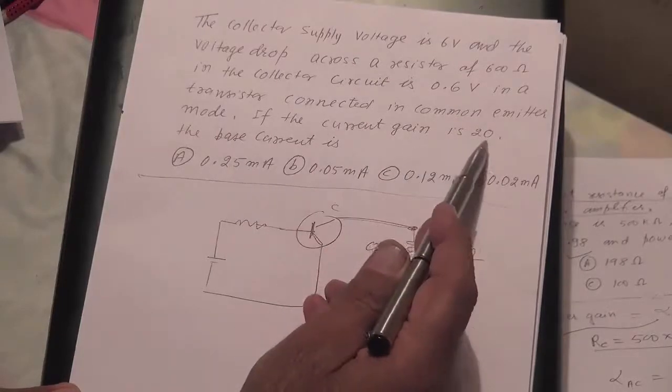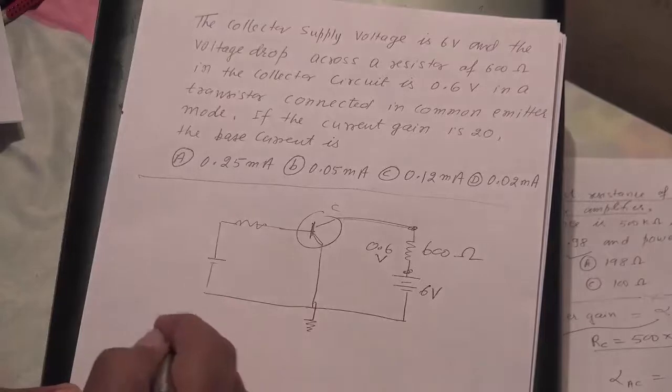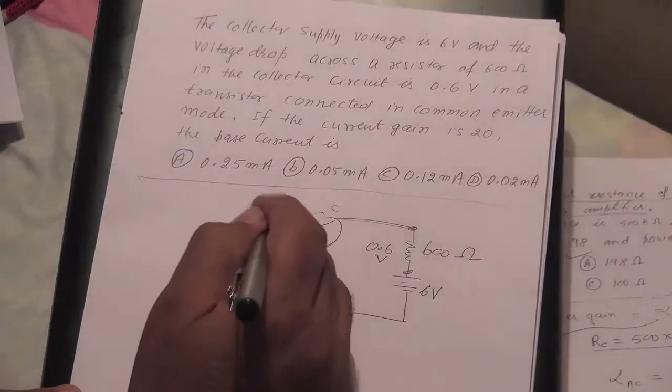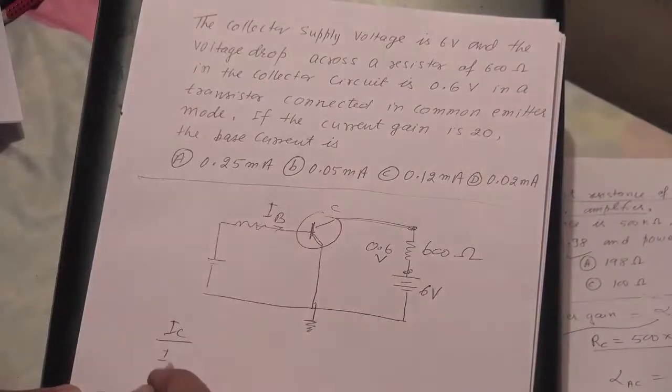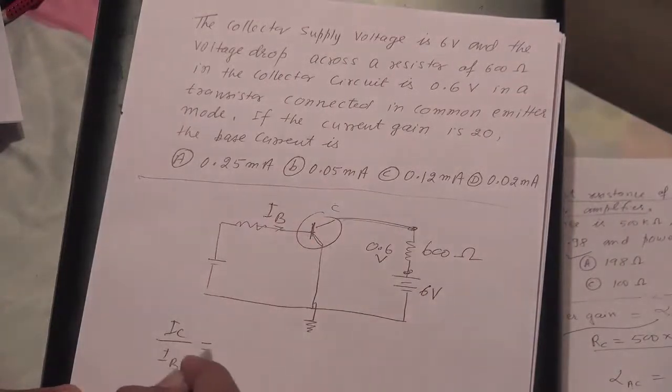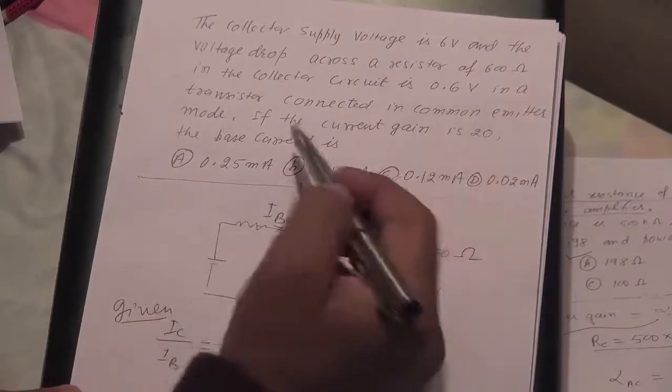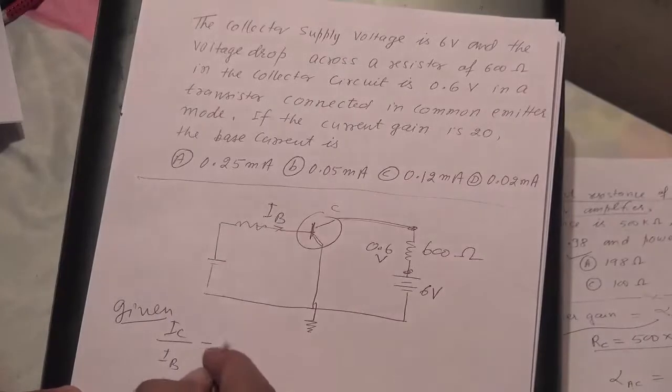If the current gain is 20, what is current gain? IC upon IB. This is IB. IC upon IB is current gain and it is given. How much is it given? 20.